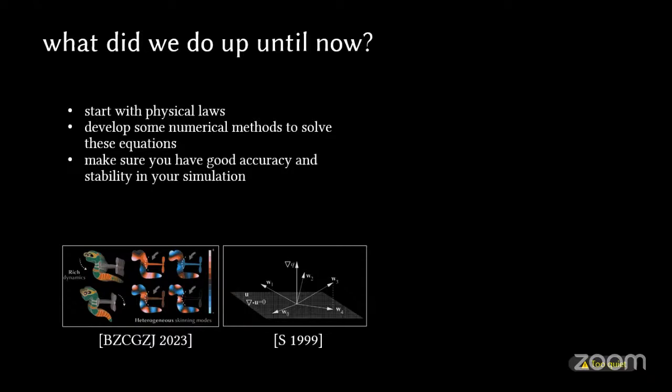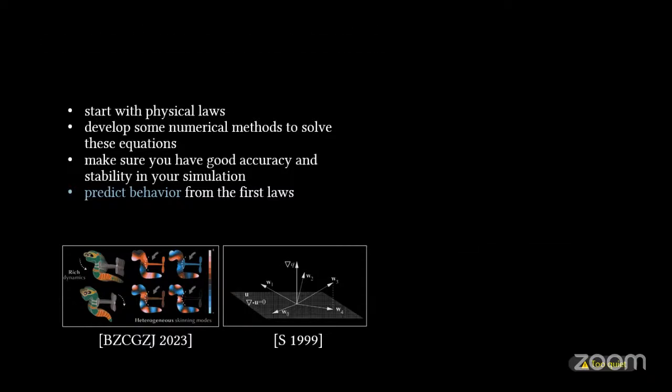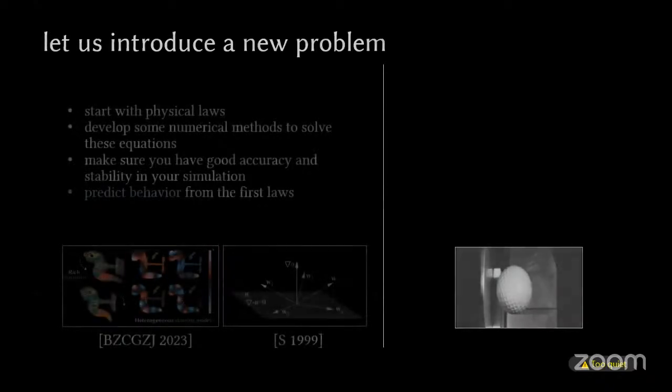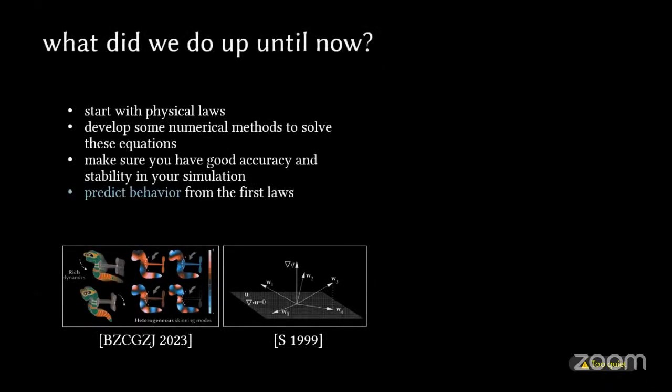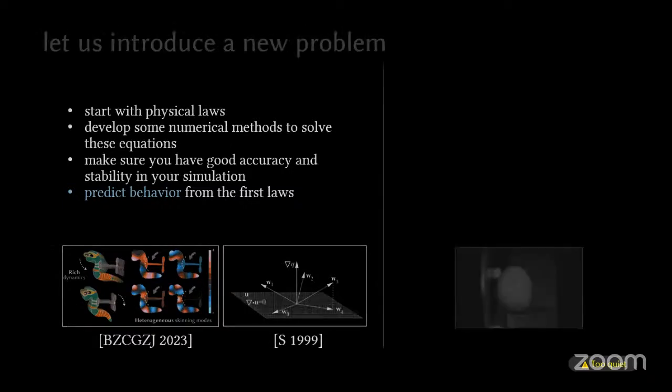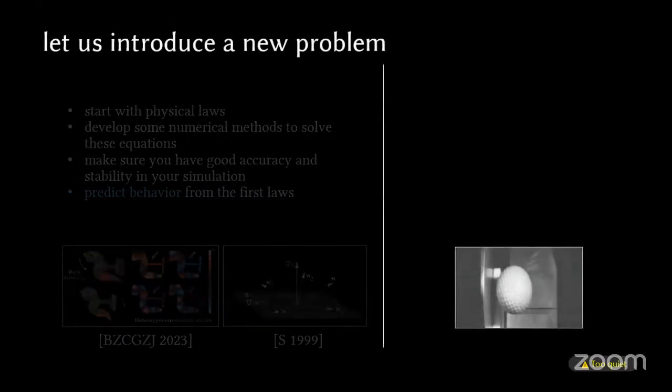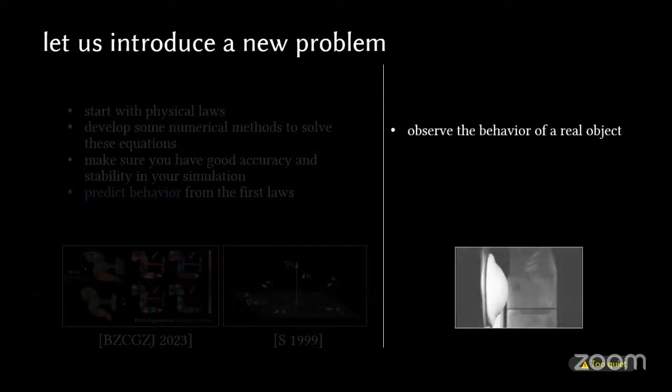However, based on these laws, you have to assume you have good accuracy and stability in your simulation, as well as all the data. You need to have all physical properties or meshes or data points available to define your system, which is kind of hard to have in a real world simulation.